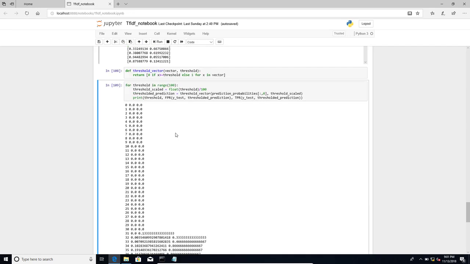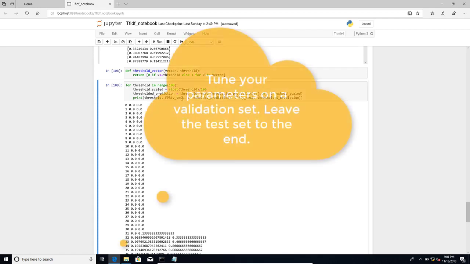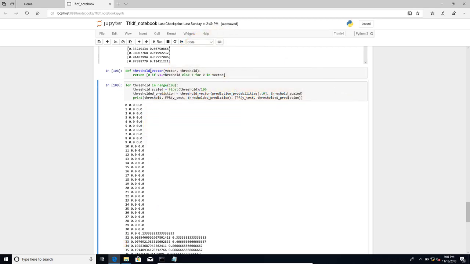But it's important to note that here I'm using the test data set, but in a serious application you should separate out a validation set in addition to your test set, and you should put aside the test set and not touch it until the very end. You will use the validation set to do this thresholding, and then you will keep the threshold which you found and you will use it in your predictions.